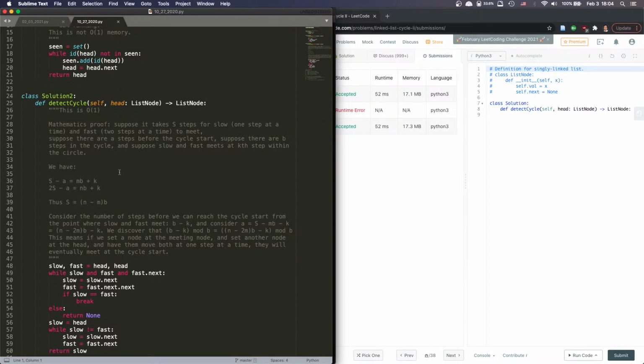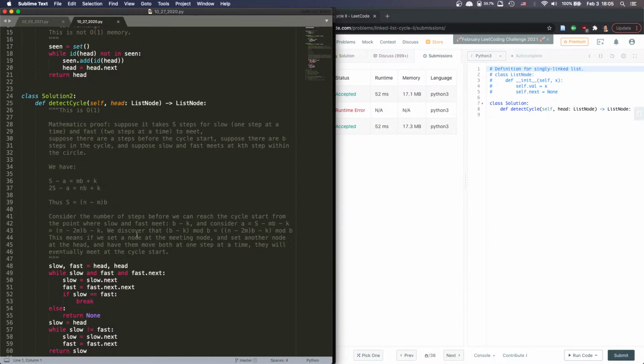Because we don't know how many rounds the slow has to go around, it can go M times B. B is the number of steps in the cycle, right? So S minus A is MB plus K. 2S minus A is NB plus K. That's true. So S equals N minus MB. Now S is the steps the slow takes for them to meet. It equals N minus MB.